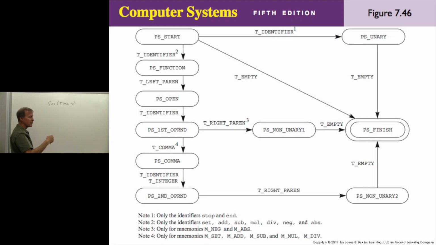And we will see how we parse a single line. So this finite state machine parses a single line. So here, let's take a look. The code for the translator is here in figure 7.47.